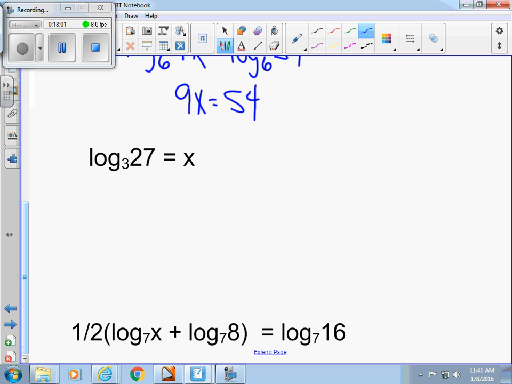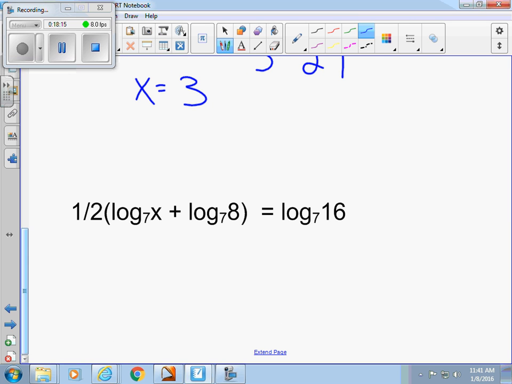That one could have been on your homework last night. 3, how do you know? 3 to what power equals 27? And the last one. The idea is it's tough.